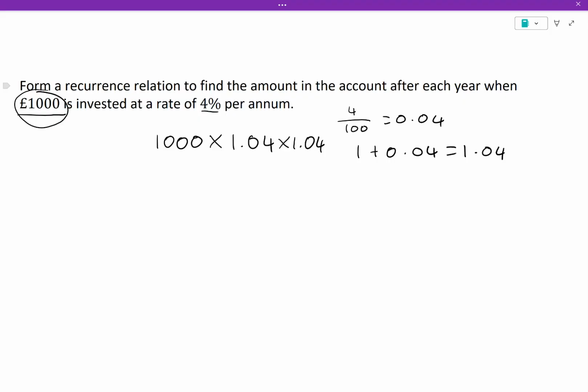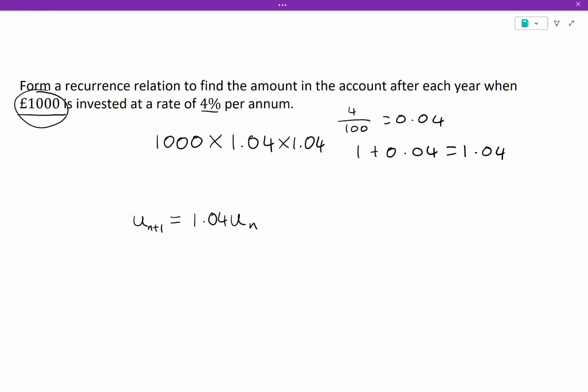So let's try and write a statement linking un and un plus 1. So if we have un, which is any term in the sequence, we have to multiply by 1.04, and that is going to give us the next term along in the sequence. So this calculation would be equal to un plus 1, like that.